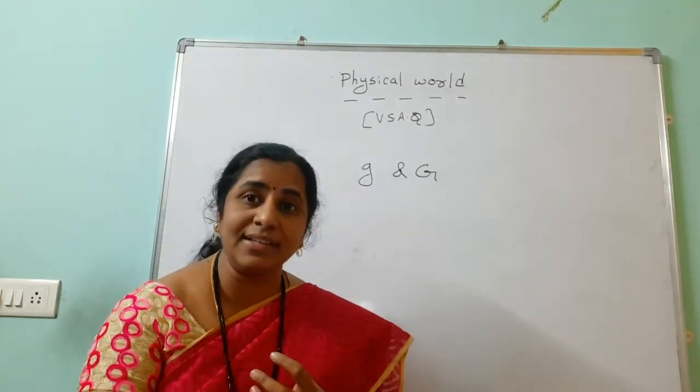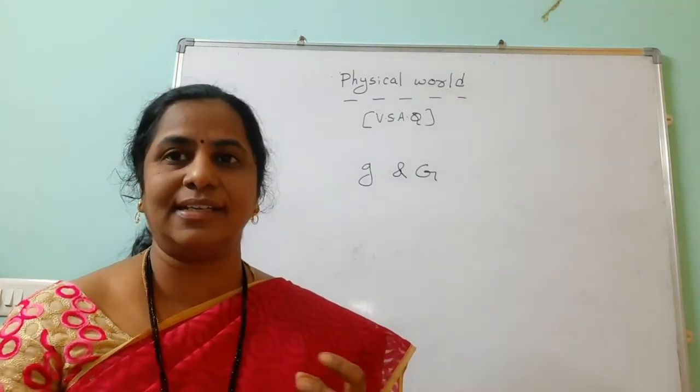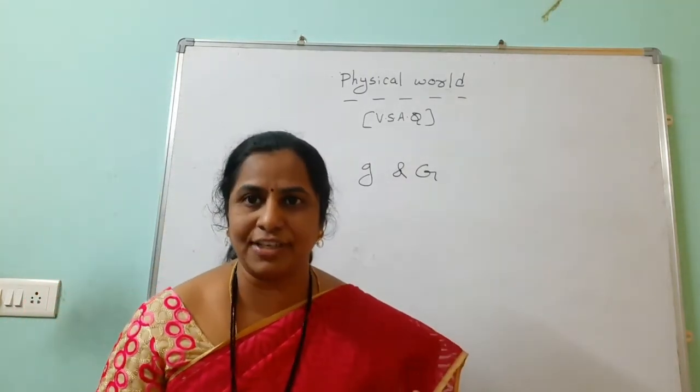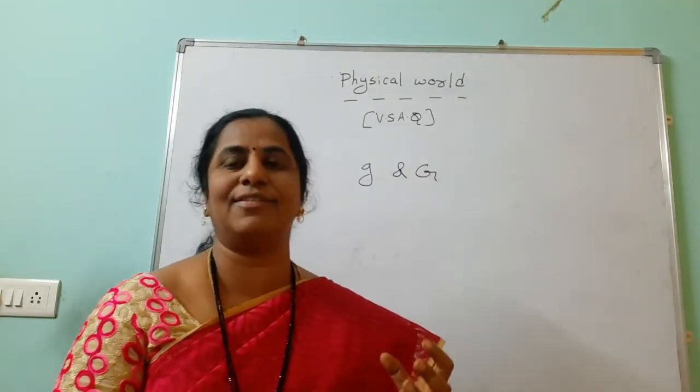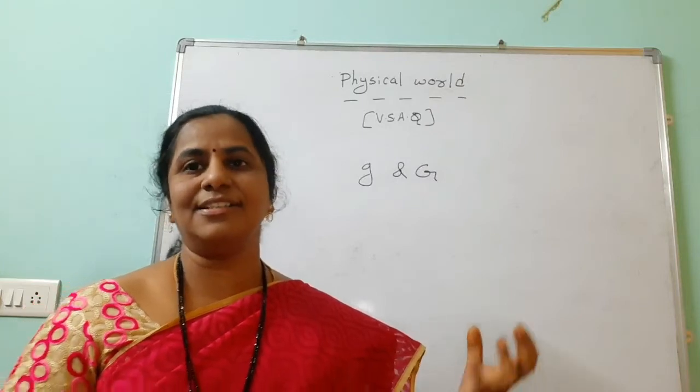So when you are giving the answer, you can say Chandrasekhar studied the structure and evolution of the stars. Chandrasekhar limit equals 1.4 times the mass of the sun. So that is the Chandrasekhar limit.